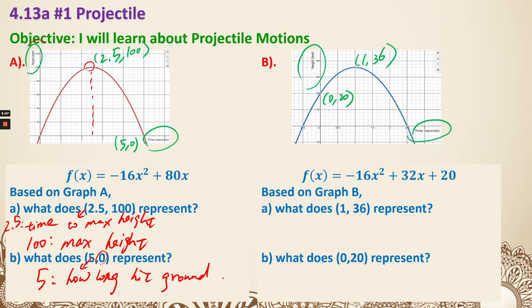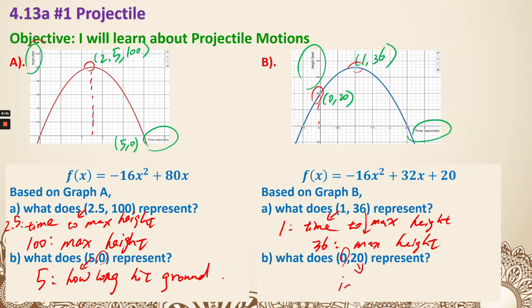And to think of it the same way, for C, 1 is the vertex, so 1 has got to be time to max height, and 36 has got to be the actual max height. As for the 0, 20, well, this point is not an x-intercept, it's actually the y-intercept, it's on the y-axis. And this 0, since it's about 0 time, tells us when it starts at the very beginning, so the 20 is going to be the initial height.